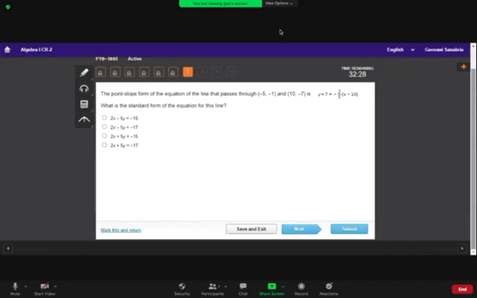The x always goes first. Yeah, for standard form. So when it's plus, you can just switch them around. Okay, so it'd be the C. Yep, there you go.